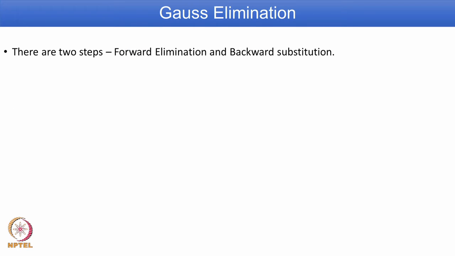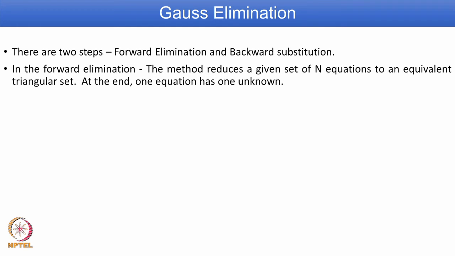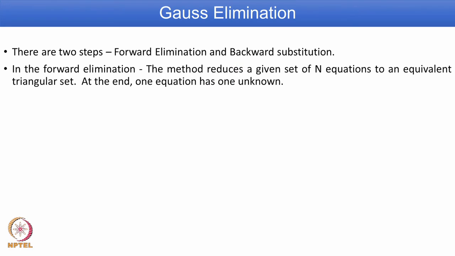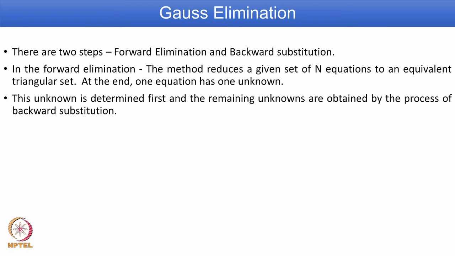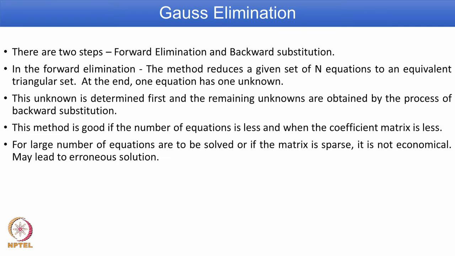Gauss elimination method has basically 2 steps. One is forward elimination, the second step is backward substitution. In the forward elimination, the method reduces a given set of n equations into an equivalent triangular set. So, the coefficient matrix at the end of the forward elimination step will be in the form of what is known as an upper triangular matrix. By doing so, the last equation will have one unknown and the unknown is directly computed. Then the remaining unknowns are computed by a step called backward substitution.